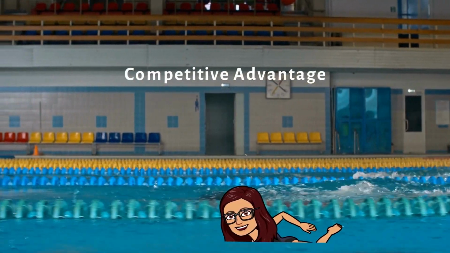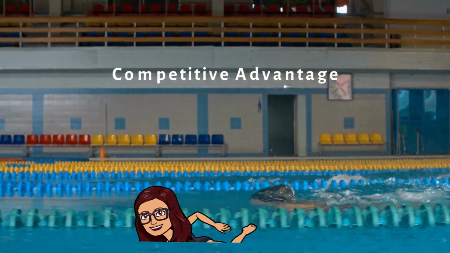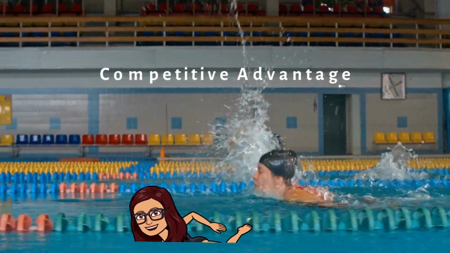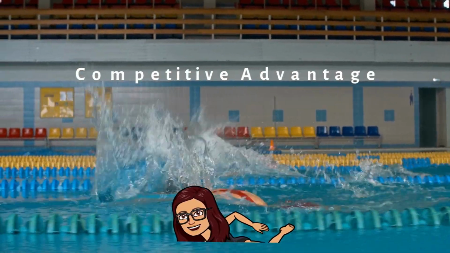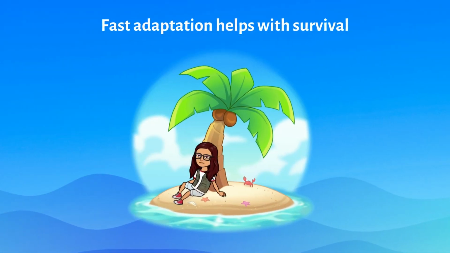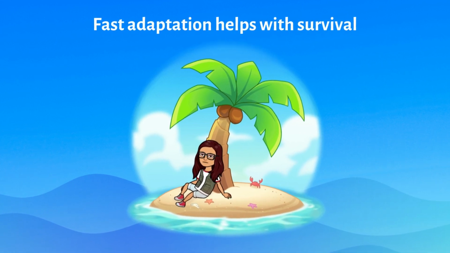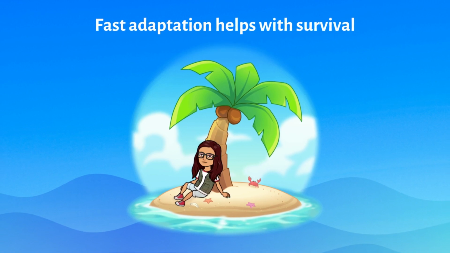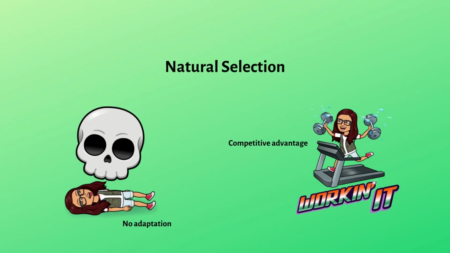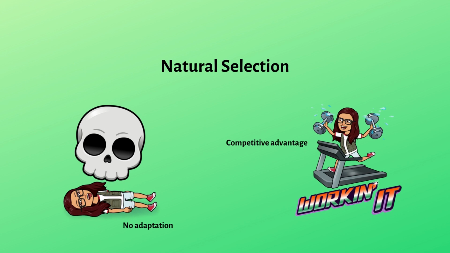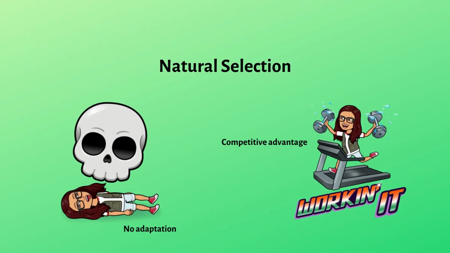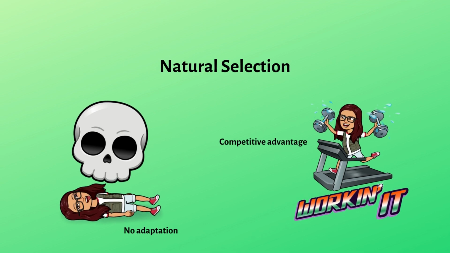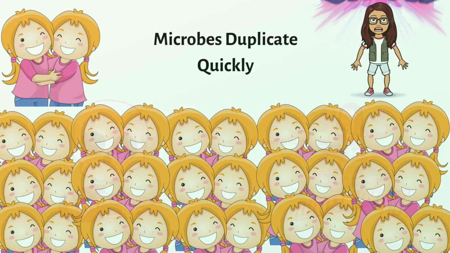The living things and the microbes that change fastest have what we call a competitive advantage. Their changes make them better suited to the new environment. And unfortunately, if the environment changes are bad enough, then those that have a competitive advantage may be the only ones who can survive. And we call this process natural selection because we select those that have a competitive advantage, the ones who have adapted to the new changes in their environment.